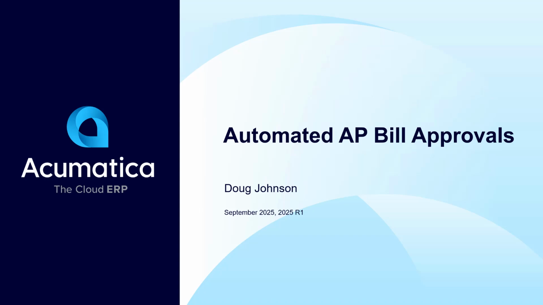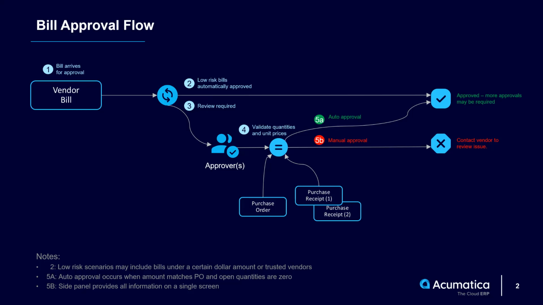Automated AP bill approvals. Acumatica reduces manual effort associated with bill approval by enabling three-way match. The system automatically captures billing information received from vendors. Low-risk bills, such as those with small amounts or recurring amounts, can automatically be approved. This is done using standard Acumatica approval mapping.